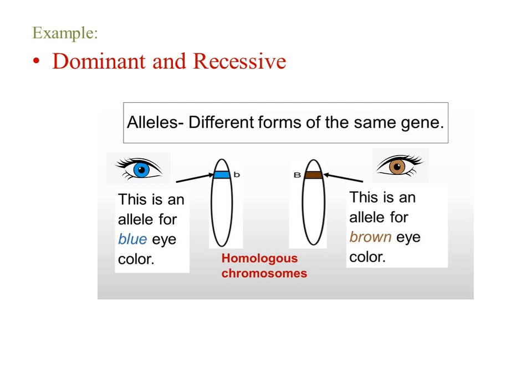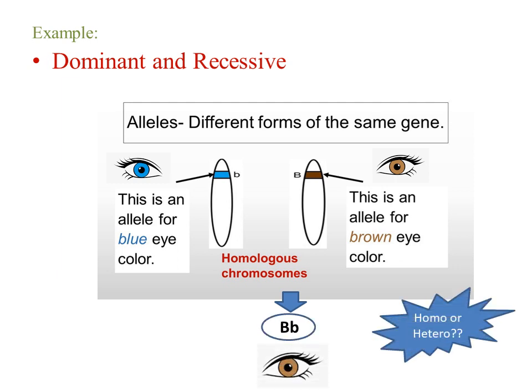The brown color or allele is symbolized by using a capital B, and later on we will discuss why it's capital. And the blue allele is symbolized by using a small b. Therefore, you are carrying both alleles. Now, this capital B and small b, is it heterozygous or homozygous?